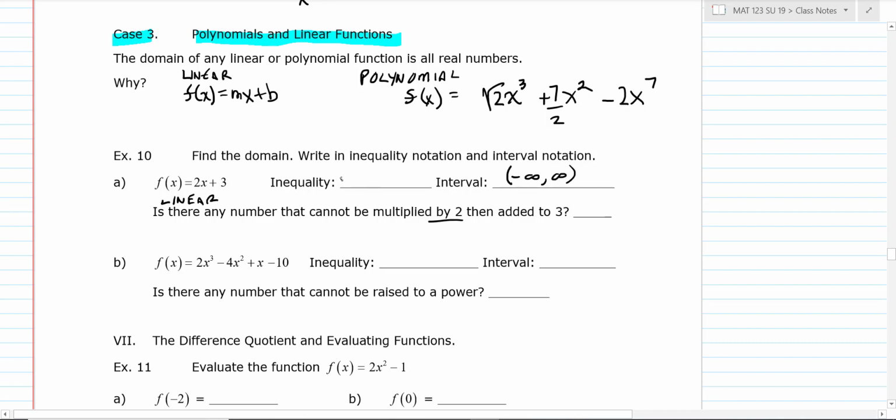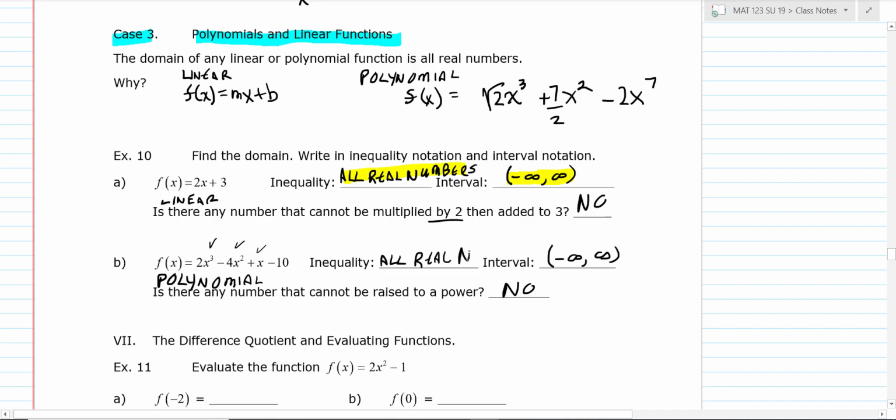And then for the inequality, you don't really write an inequality. It's okay to just say all real numbers, and that's sufficient for how you would write your answer. Okay, all right, so if you spot that you have a linear function, you're automatically going to know its domain is all real numbers. Okay, the second example is a polynomial, and when you have a polynomial, it says, is there any number that cannot be raised to a power? No, every number can be raised to a power. So there's no problem with x on this, so you would have exactly the same answer. That was a no there. And then you just say all real numbers.